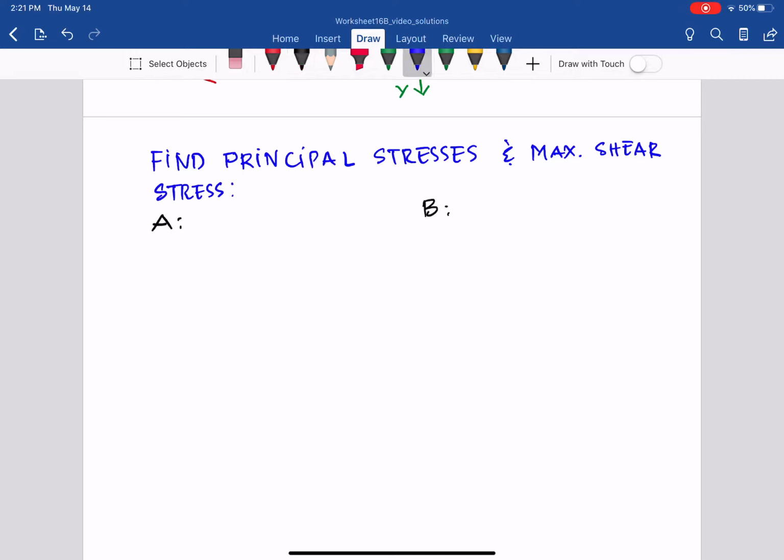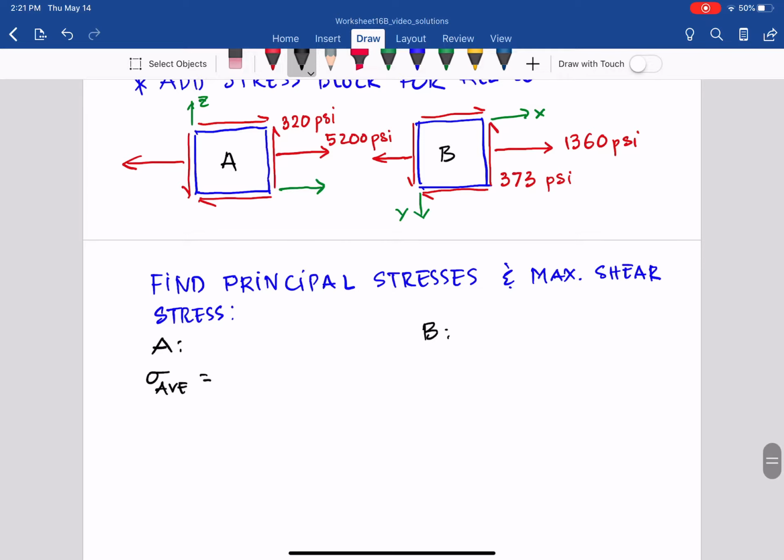Then find out the sigma average. Sigma average equals 5,200 divided by 2, that equals 2,600 psi. And with that, we can say that is equal to 2.6 ksi. And then we have B, let's do it later.